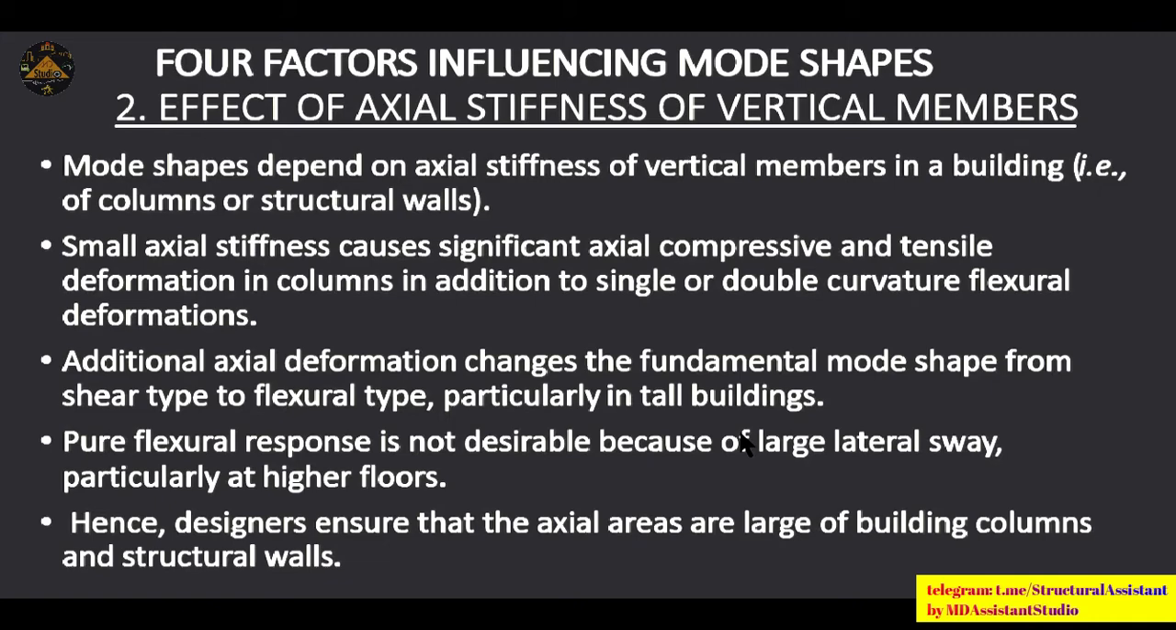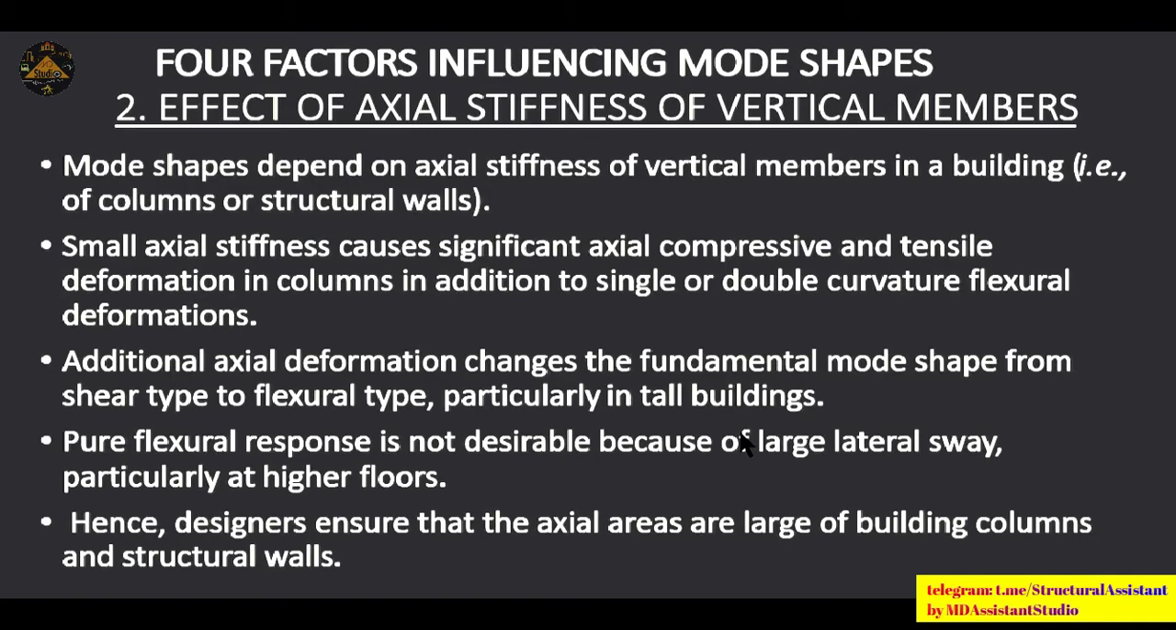So mode shape also depends on the axial stiffness of vertical members in a building, that is the column sizes and structural wall sizes. Small axial stiffness causes significant axial compressive and tensile deformation in columns, leading to single or double curvature flexural deformations. What happens basically is that if we decrease the size of the columns too much, it may lead to single or double curvature flexural deformations. And additional axial deformation changes the fundamental mode shape from shear to flexural, particularly in tall buildings.